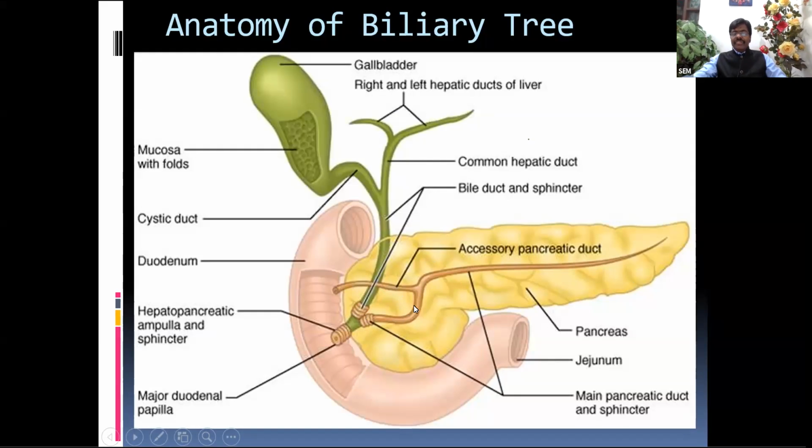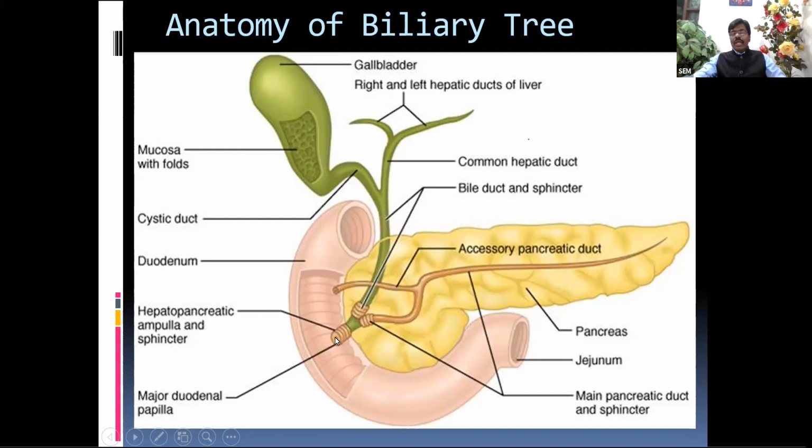The duct of Wirsung joins with the common bile duct at the sphincter of Oddi. Okay, this is the sphincter of Oddi or ampulla of Vater. The duct of Santorini opens at the minor papilla. This is the minor papilla, and this is the major papilla. The major papilla is the place where most of the bile and most of the pancreatic juice drains.